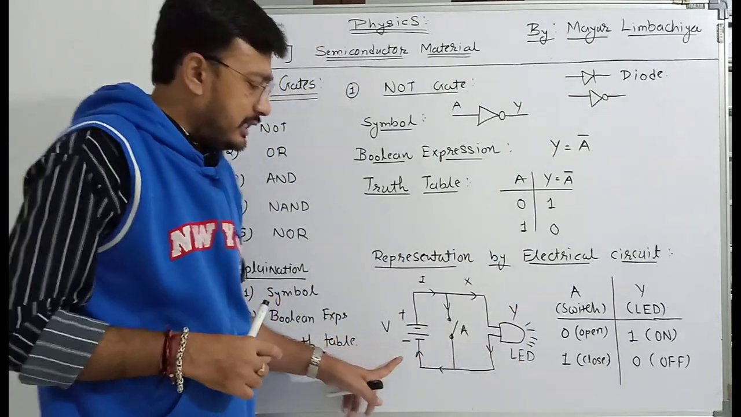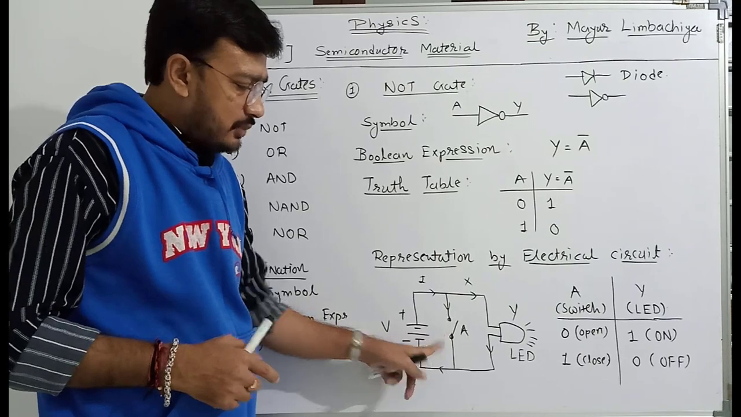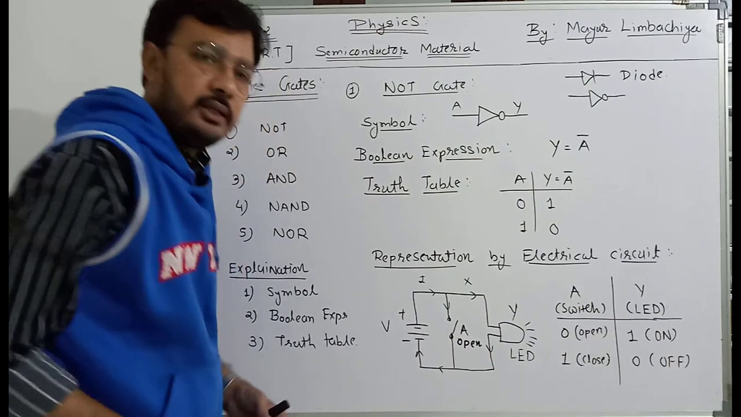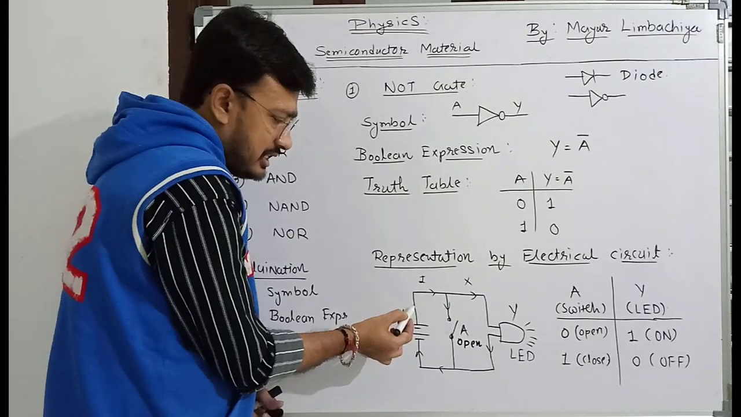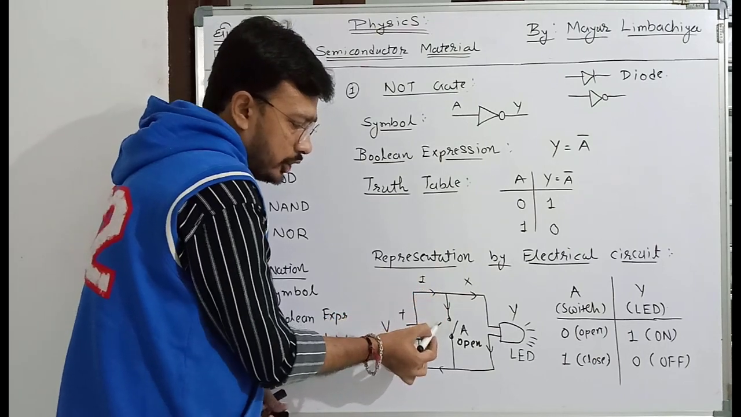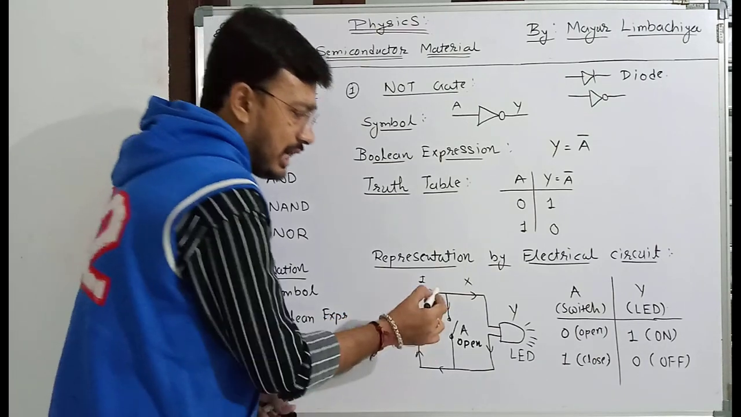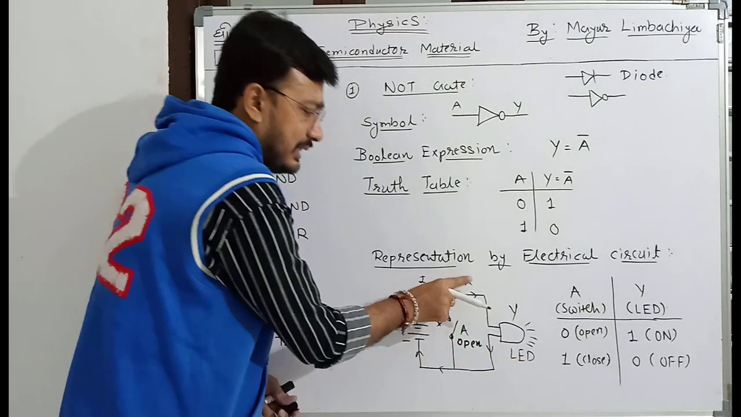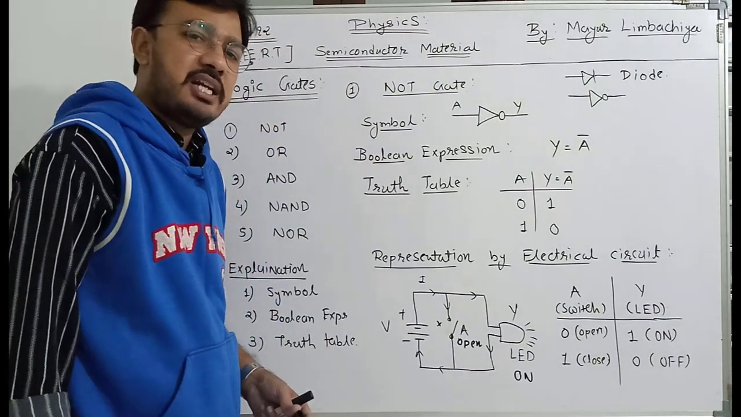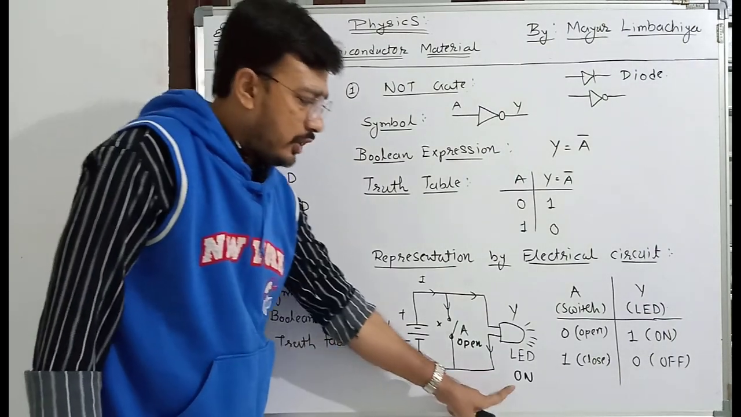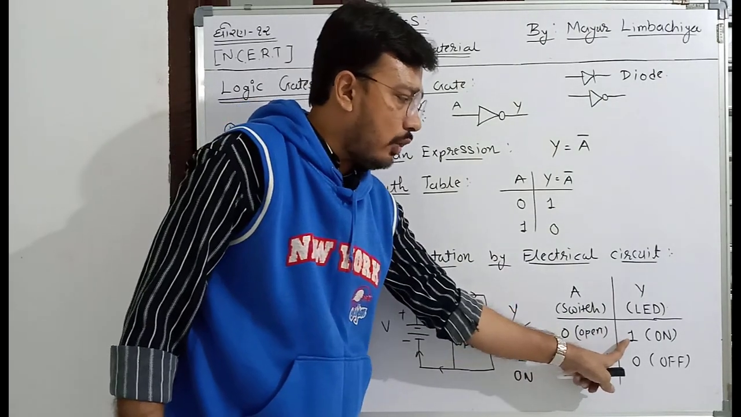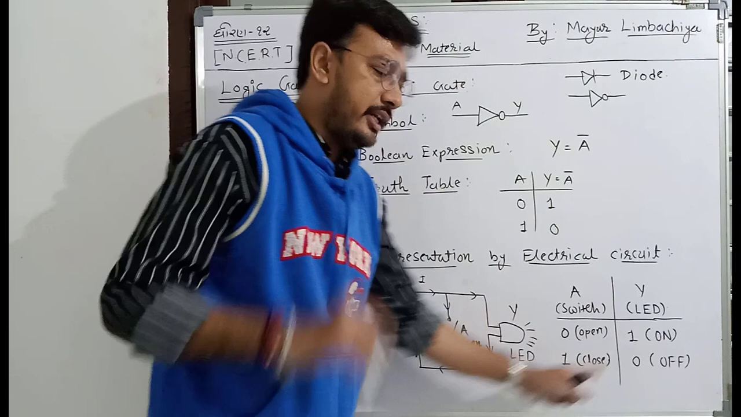So see, the first case, when the switch is open. If the switch is open, what happens? The current coming out from the voltage source will not go through the switch, it will go through the LED, and because of that the LED will glow. It means the LED is on. So what is the status? When the switch is open, the LED is on, so the output is 1.